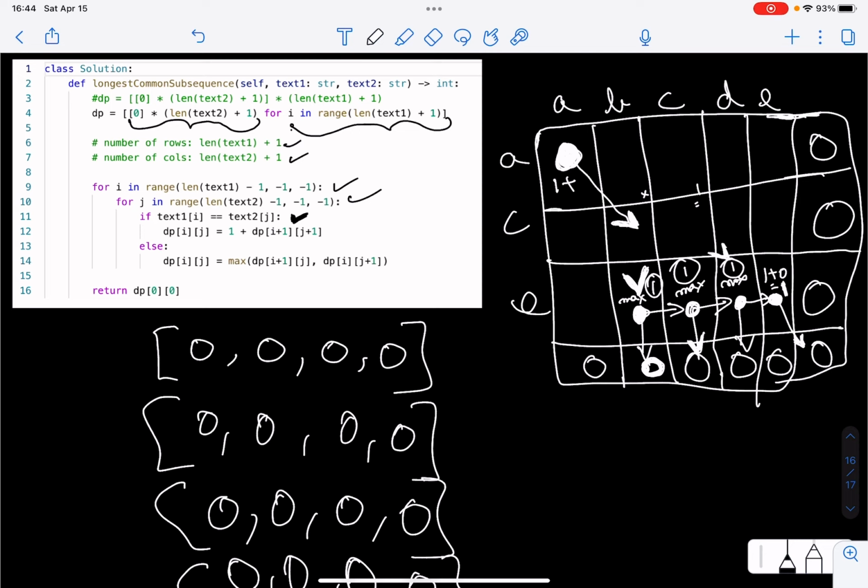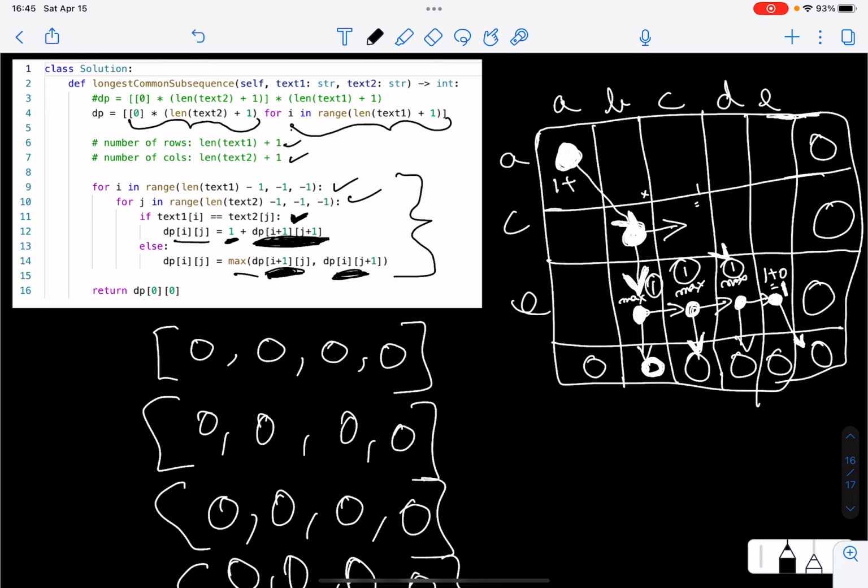So to do that, we essentially have dp at i, j. If the characters are equal, then the value over there would be 1 plus whatever value is in the cell diagonal to it. So dp at i plus 1, j plus 1. And if they're not equal, like in this case, we saw b and c are not equal, then the value at this cell would be the maximum of the cell to its right and the cell to its bottom. So it's essentially the maximum of dp at i plus 1, j and dp at i, j plus 1.